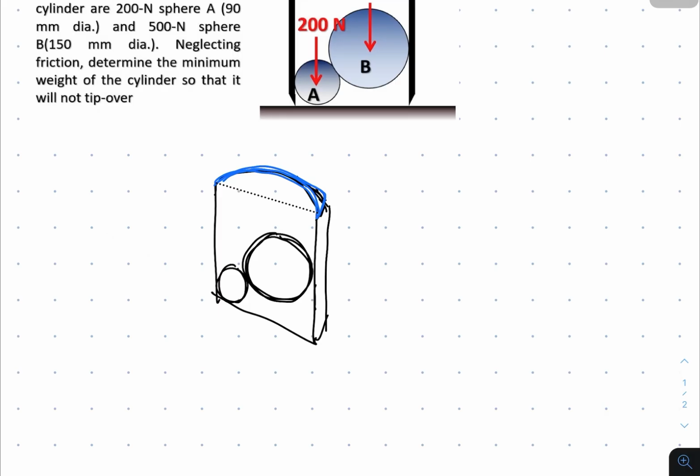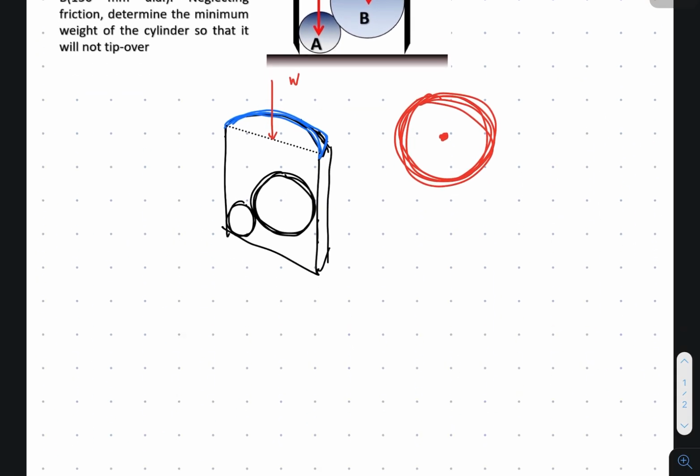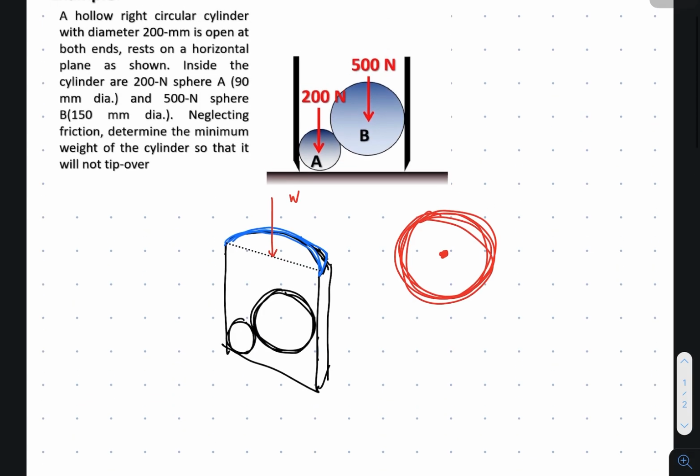So what would be the weight? By the way, we're going to place the weight here because it's always at the center. If you look at the top view of the cylinder, the weight is here. This is the perimeter of the cylinder, and this is the weight concentrated at the center, of course.